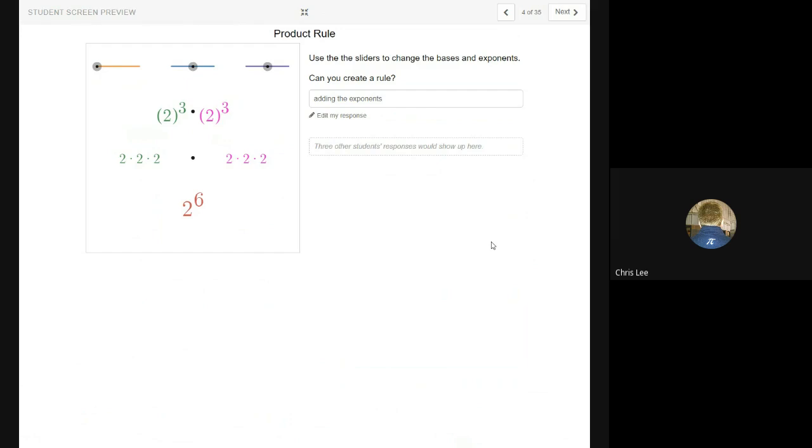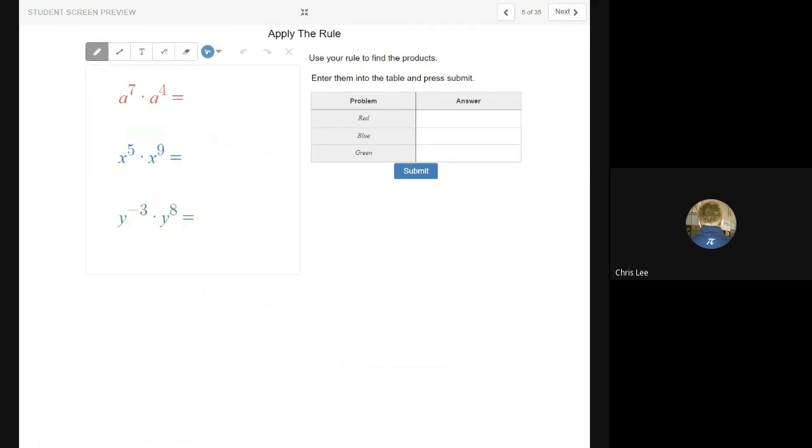Here I got 3 and 3. There's 2 times 2 times 2 times 2 times 2 times 2 ends up being 2 to the power of 6. If I change this to 5, you've got 2 times 2 times 2, but this would be 5 of them. And then if you're multiplying them together, you'd have a total of 8, which is what we have here. So this rule we can use on any of the bases. It says if we're multiplying powers with the same base, we can keep the base and add the exponents. So in the first example up here, a to the power of 7 times a to the power of 4.